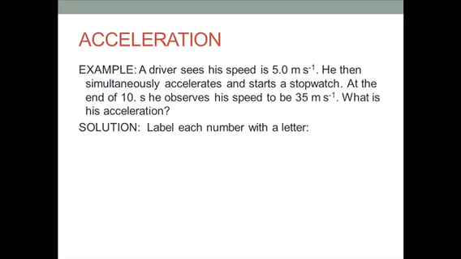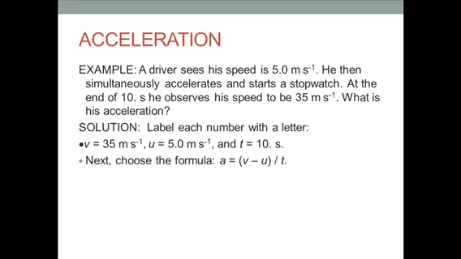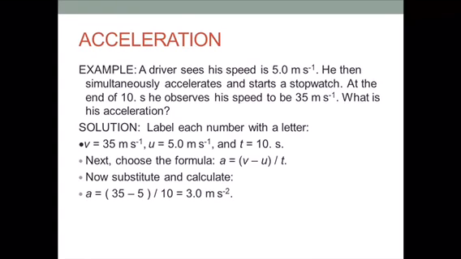So let's label each number that we see in the example with a letter. So v, final velocity, is 35 meters per second. u, the initial velocity, is 5 meters per second. And t equals 10 seconds. Then we use the formula a equals v minus u divided by t, as those are the variables that we have been given. And we substitute and calculate, for acceleration to be 3 meters per second squared.